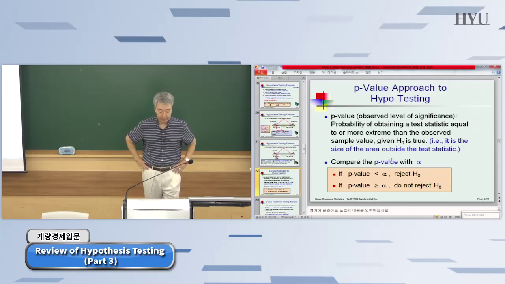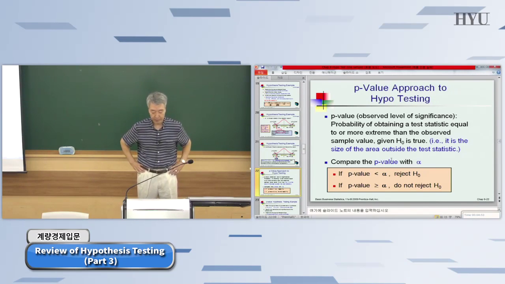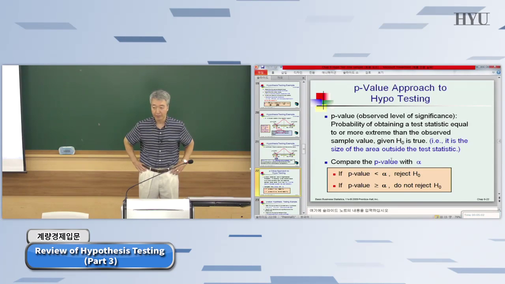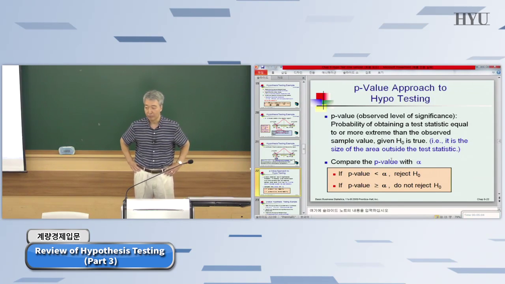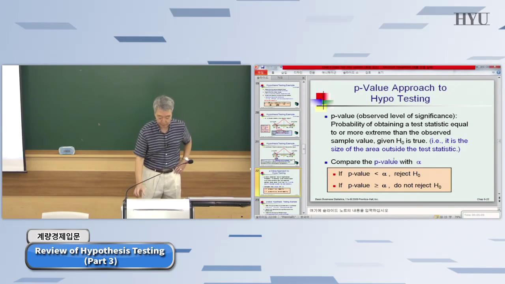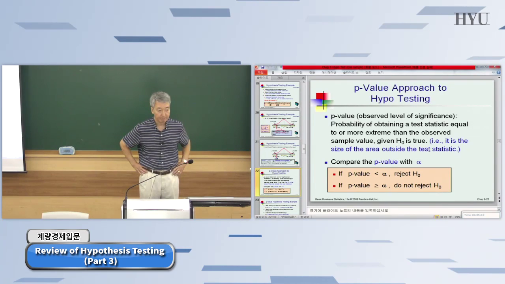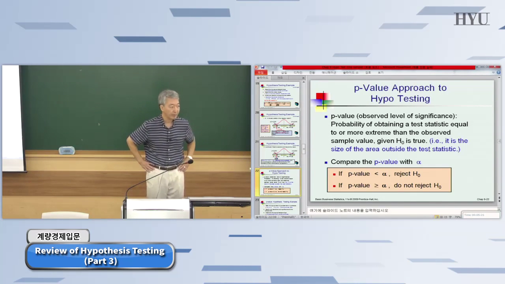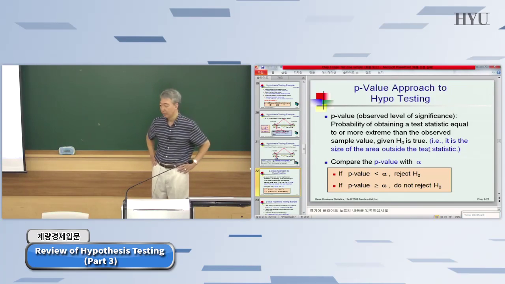And the definition is there. It's the probability of obtaining a test statistic equal to or more extreme than the observed value. But I tell you, forget about that definition. It's a little bit confusing to understand. What I prefer is this statement written in blue. The p-value is the size of the area outside the test statistic. You can just remember that. It's a lot easier to understand.